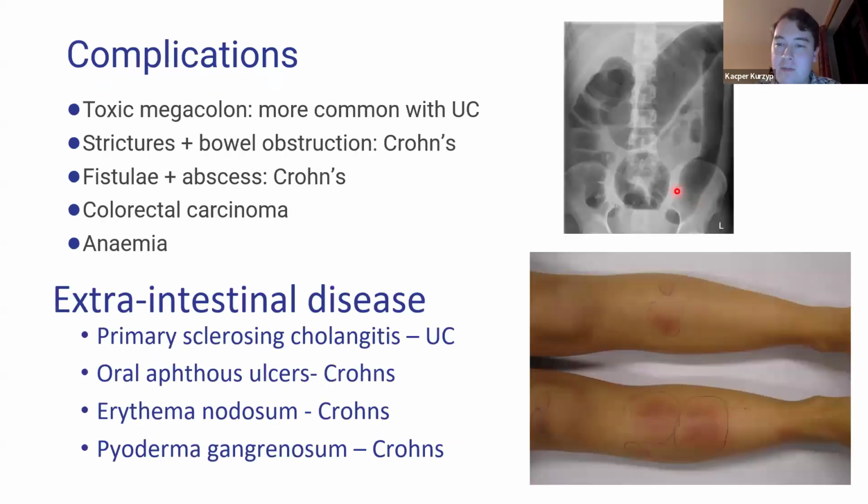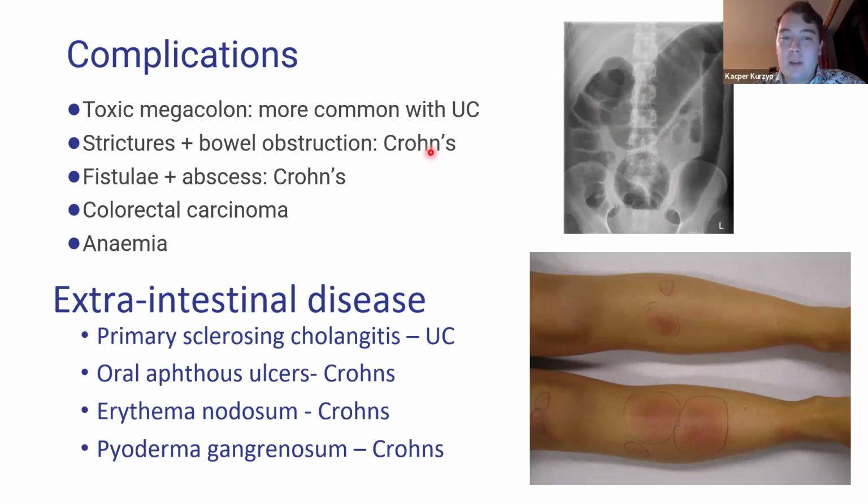Now the complications. This is the thing everybody fears. This is the toxic megacolon, more common with UC, with that rapid onset, severe first presentation. And as you can see on abdominal X-ray, we see smooth surface of the colon with dilatation. And this risks, again, perforation and sepsis.